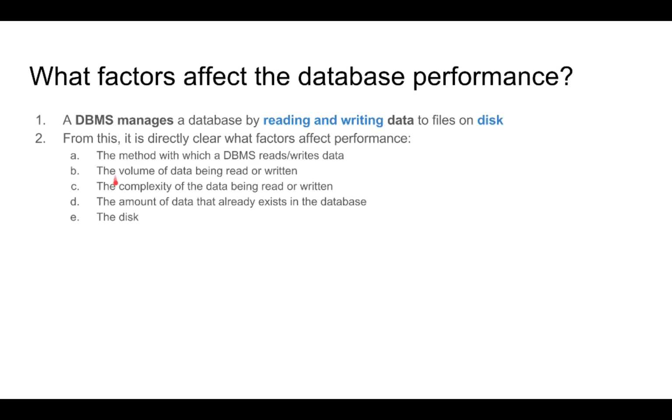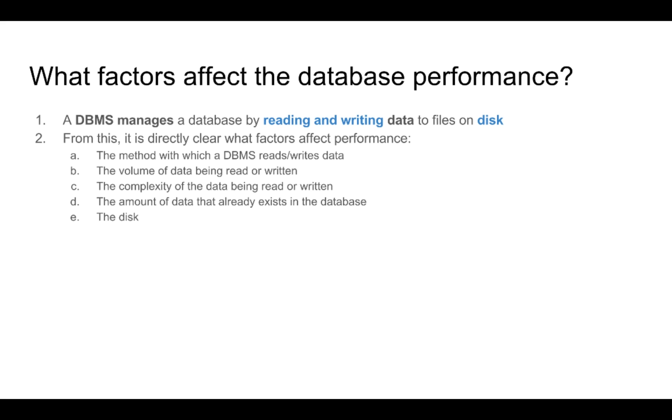When we are reading and writing data, the volume of the data or the complexity of the data that we're reading or writing will affect performance. The amount of data that already exists in the database will also affect the performance of the DBMS. And lastly, the nature of the disk will also affect the database performance. So for example, for most common use cases where we're fetching random chunks of data from the database depending on certain queries, an SSD is a much better option than a hard drive.